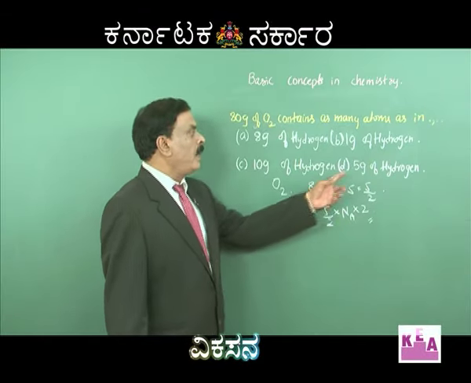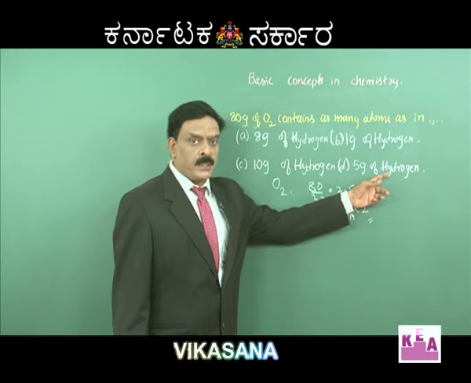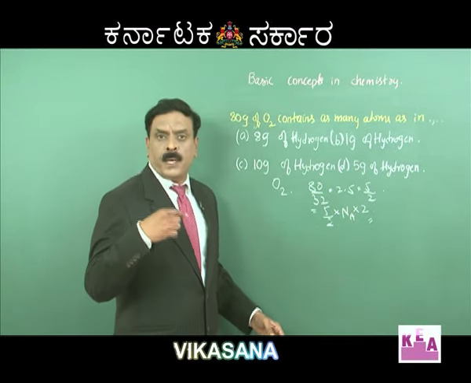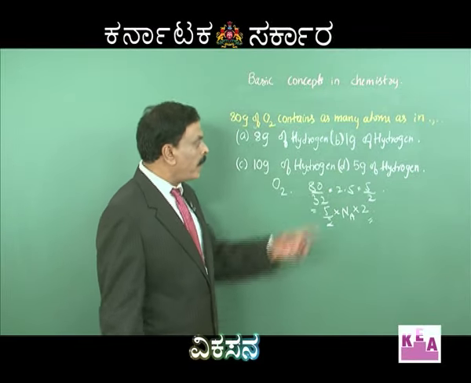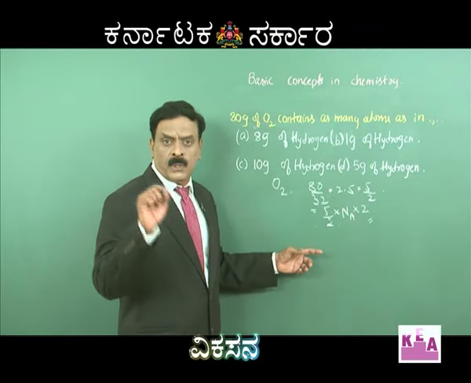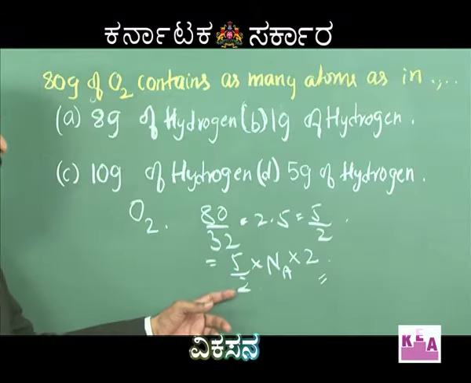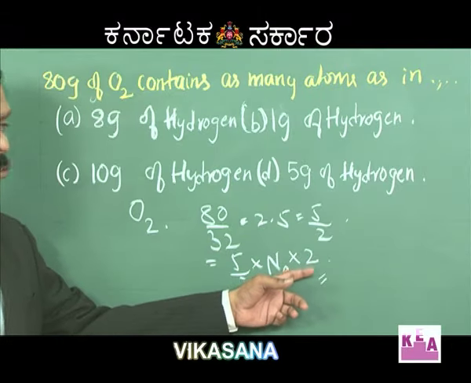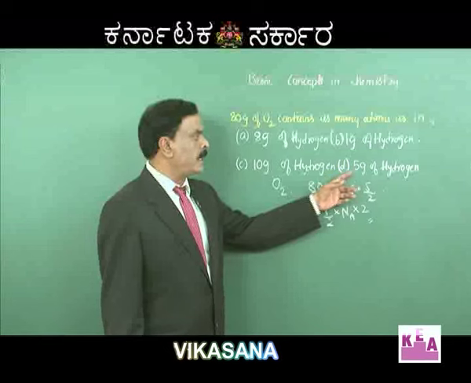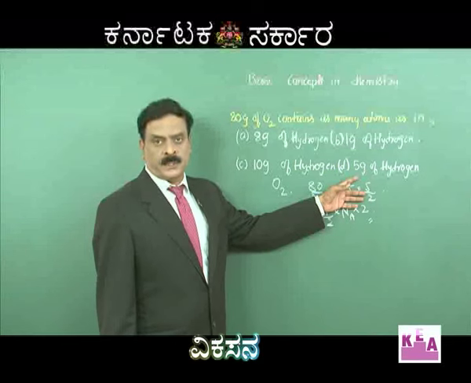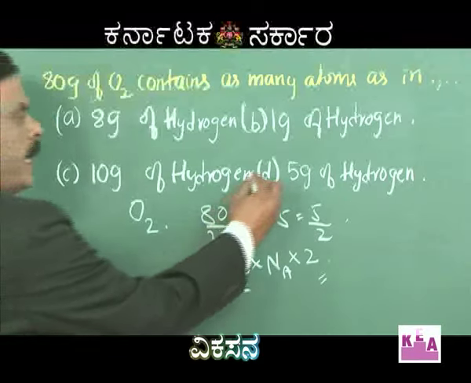So, here we have 5 by 2 moles of hydrogen, and coming to the number of atoms, since hydrogen is also diatomic, the number of atoms in 5 by 2 moles of hydrogen would be 5 by 2 into Avogadro number into 2. Hence, the correct option is D, that is 5 grams of hydrogen. Hence, option D is the right answer.